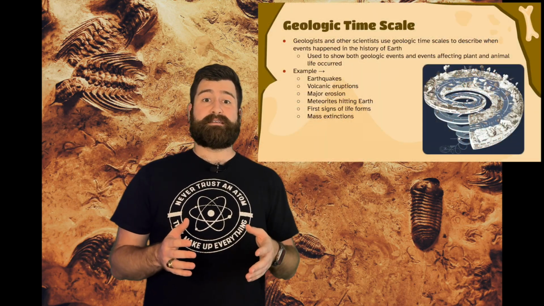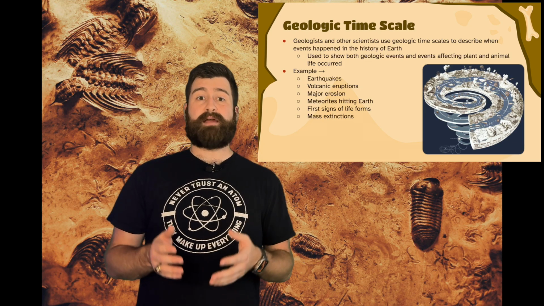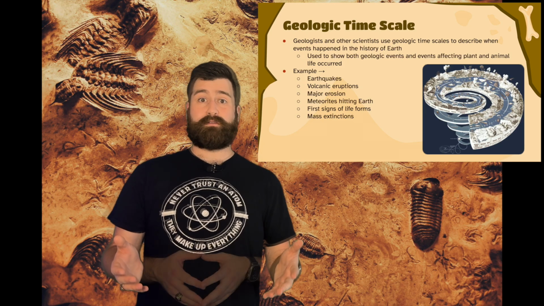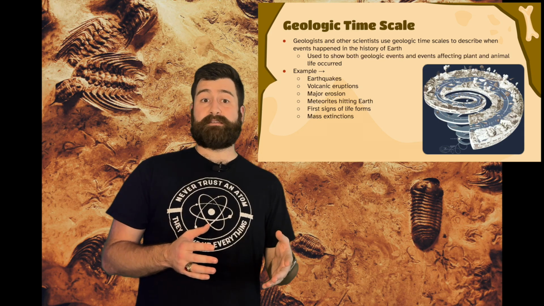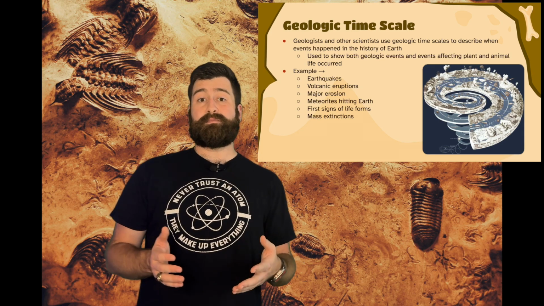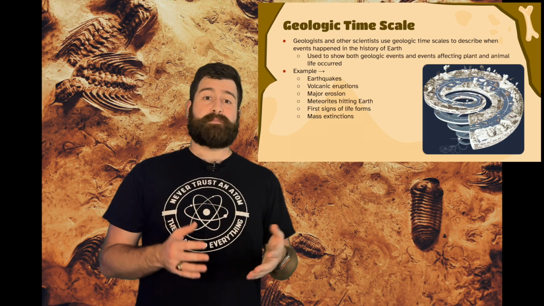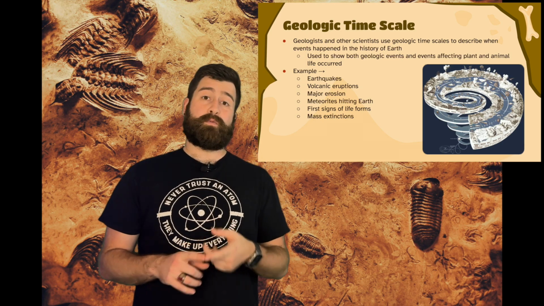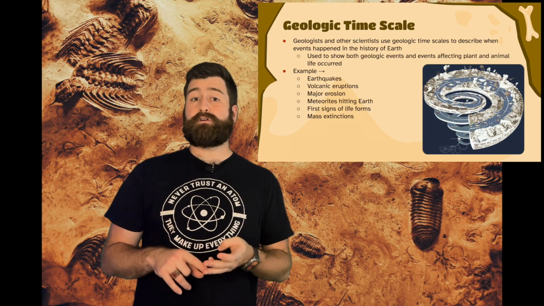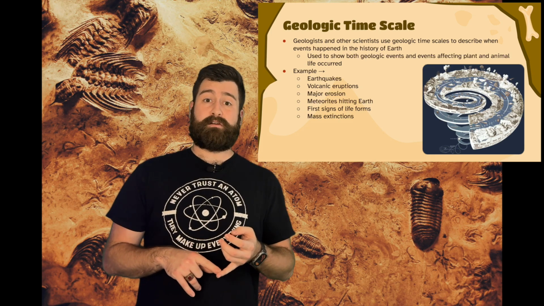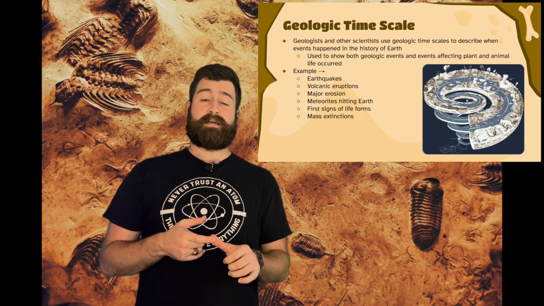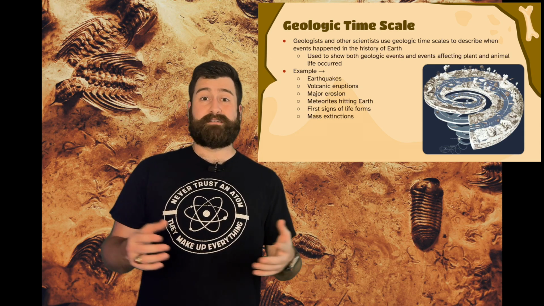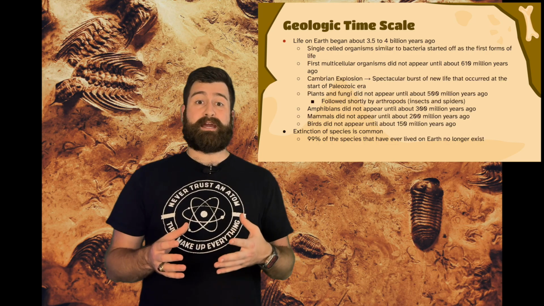Geologists and other scientists use geologic timescales to describe when events happened in the history of Earth. They are used to show both geologic events and events affecting plant and animal life and when they occurred. Examples of information that can be included in geologic timescales include, but are not limited to, earthquakes, volcanic eruptions, major erosion events, meteorites hitting the Earth, RIP dinosaurs, first signs of life forms, and mass extinctions. Again, RIP dinosaurs.